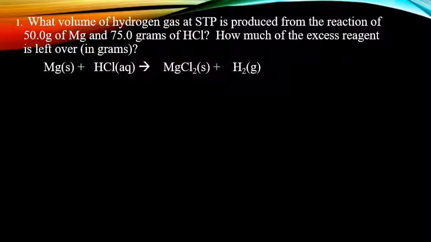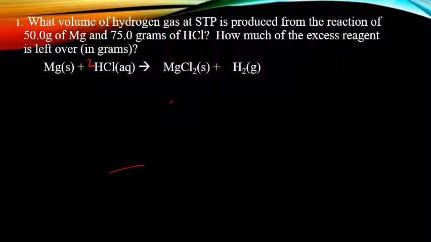And the first example problem that we're going to do is: what volume of hydrogen gas at STP is produced from the reaction of 50 grams of magnesium and 75 grams of hydrochloric acid? How much of the excess reagent is left over in grams? So the first thing we need to do is get our balanced chemical equation. So take a moment and balance that. You should hopefully see 1 Mg, 2 HCl's, 1 MgCl2, and 1 H2.